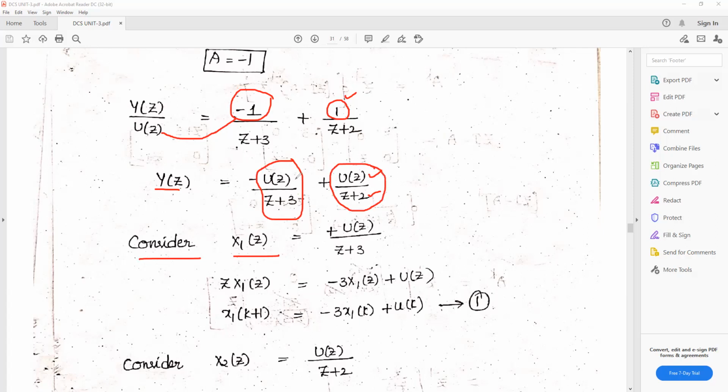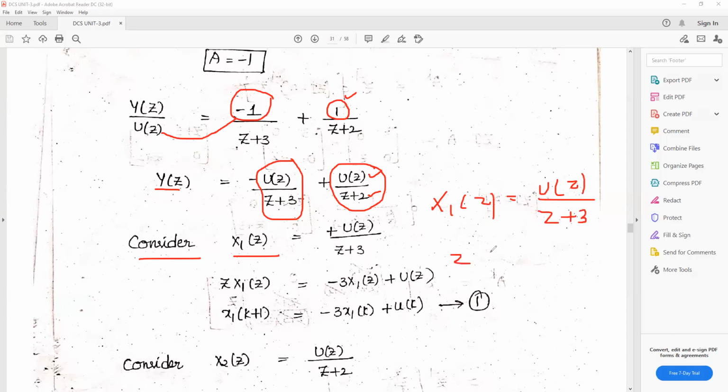So already I explained the canonical form. What is meant by canonical form? What is the procedure? What are the problems? Construct the state model. All are discussed in the last classes. So all of you see the videos. X1 of z is equal to U of z by z plus 3.